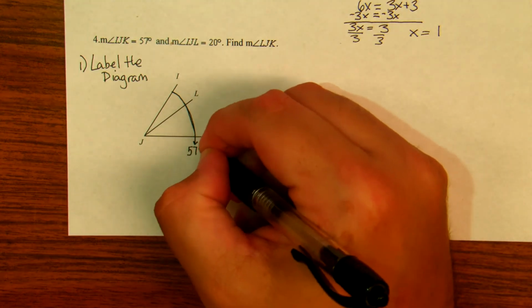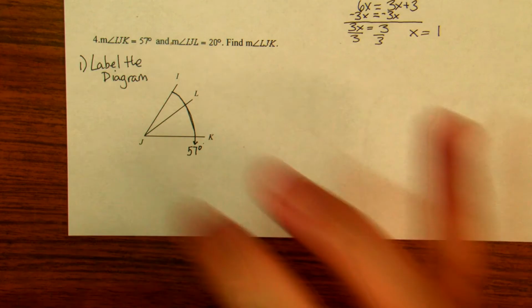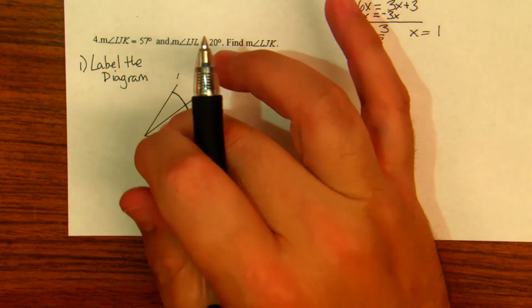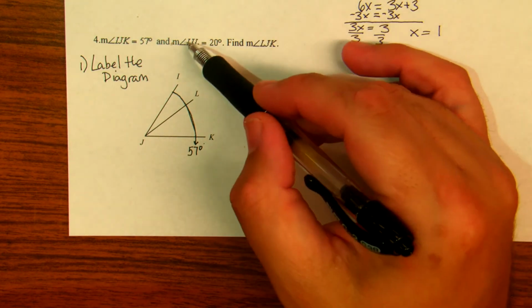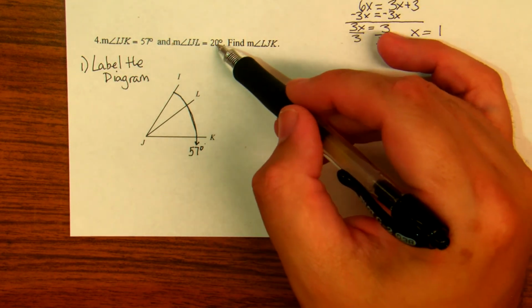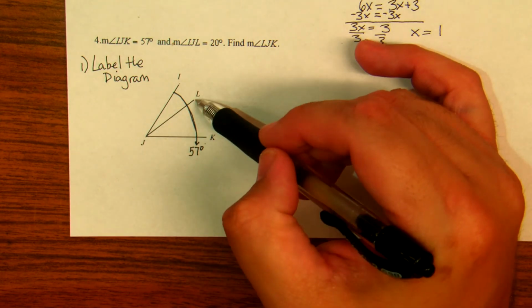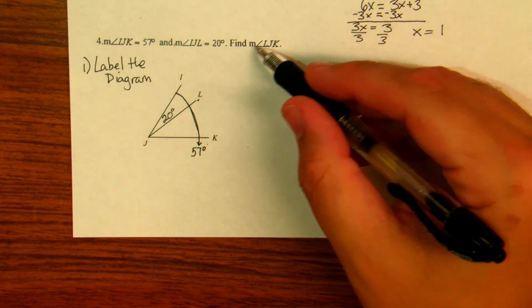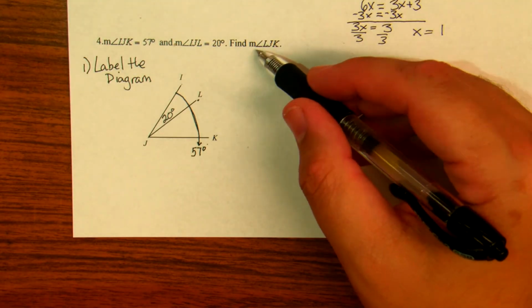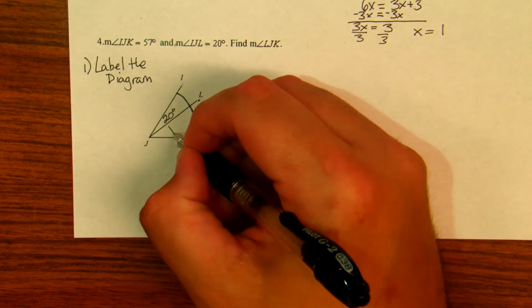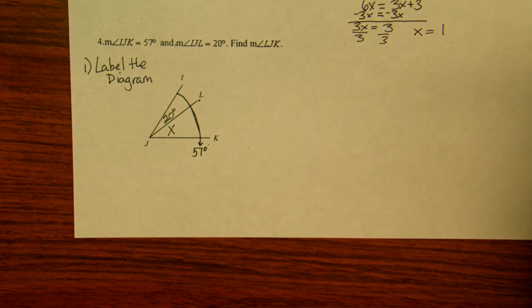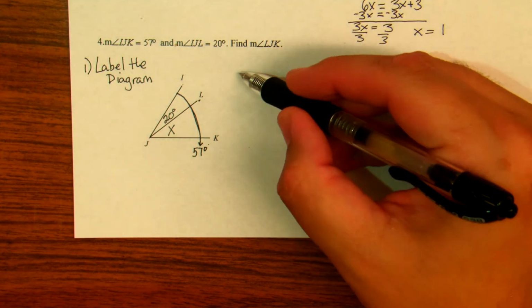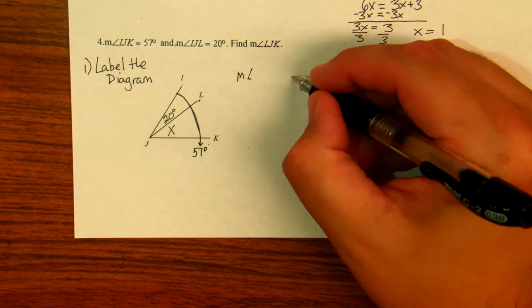Because it's really hard to label the big angle when you have the two smaller angles that are cut up here. Now it says the measure of angle IJL is 20 degrees, so put the 20 degrees here. And it says we want to find the measure of LJK, which is this value here. Now, what's the angle addition statement from this? And I'll give you a hint. It's the measure of an angle plus the measure of another angle is equal to the measure of a third angle.